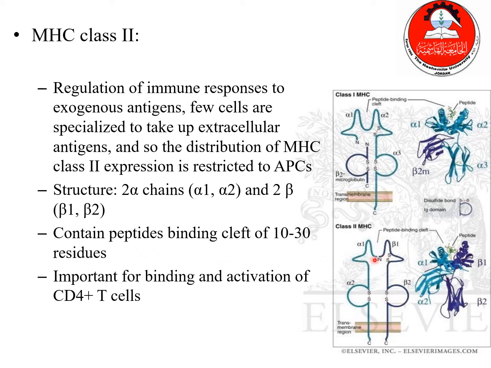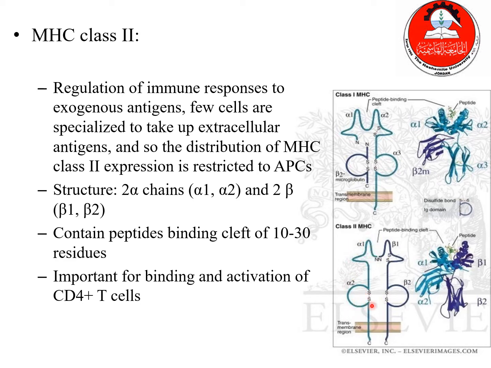The binding cleft of major histocompatibility class 2 is larger than the binding cleft in major histocompatibility class 1. There we had 8 to 11 amino acids. Here we're talking about 10 to 30 amino acids. So the binding cleft in MHC class 2 is larger, and the structure is different.